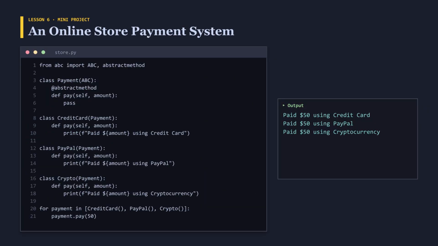Here is abstraction in a small store system. Payment is abstract with an abstract pay method, and CreditCard, PayPal, and Crypto each implement it. The loop processes all 3 uniformly, which is polymorphism riding on top of abstraction. Notice how the 2 pillars complement each other. Abstraction guarantees every payment type has a pay method, and polymorphism lets one loop call it across all of them. This combination is the backbone of extensible real-world systems.